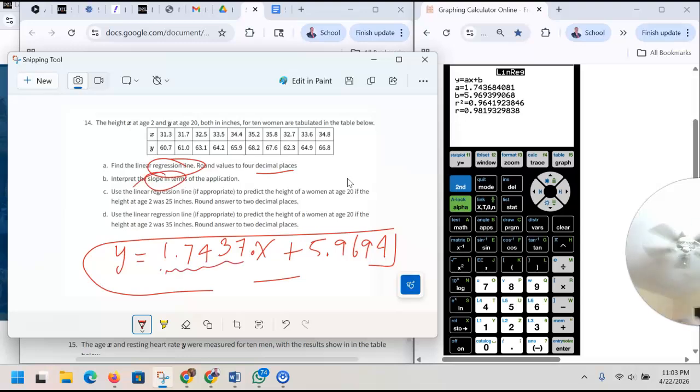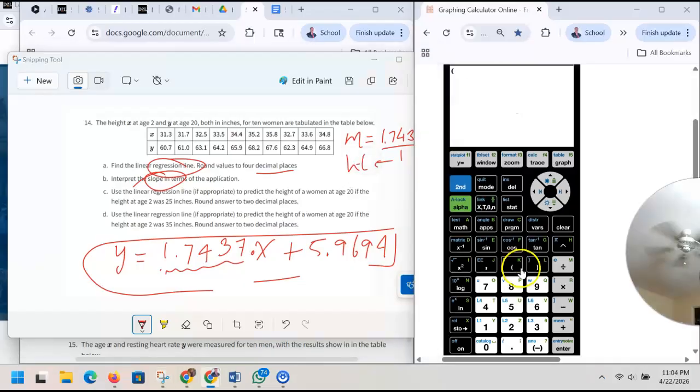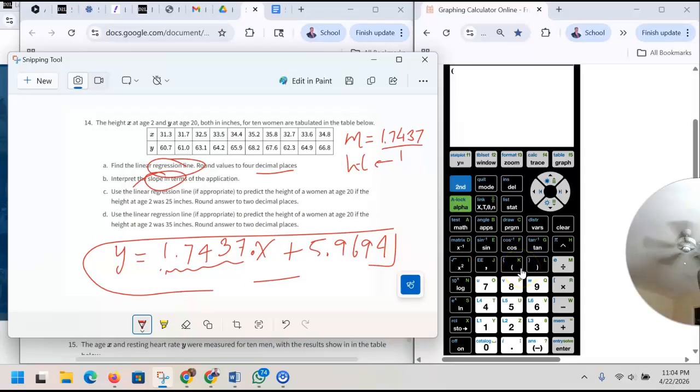So this is the slope, right? So we need to know what the slope is. And slope is basically 1.7437 divided by 1 every time. And remember, this is when the height is at the age of 2. So the x part is the height at age 2 years, right?